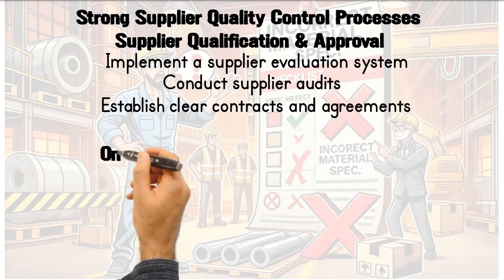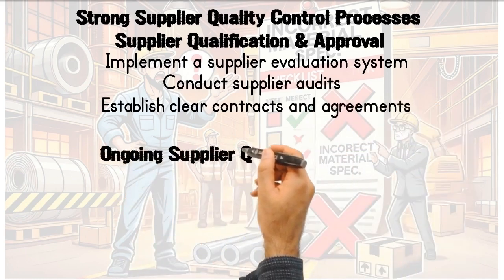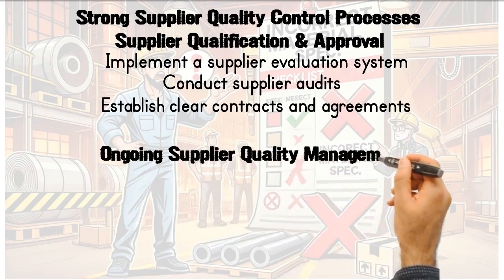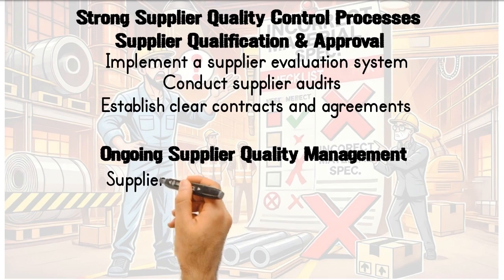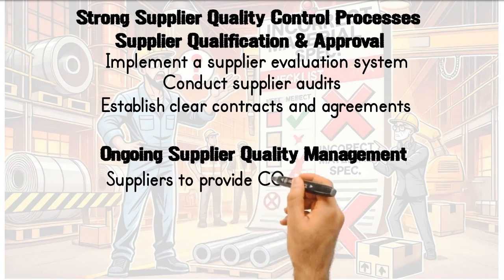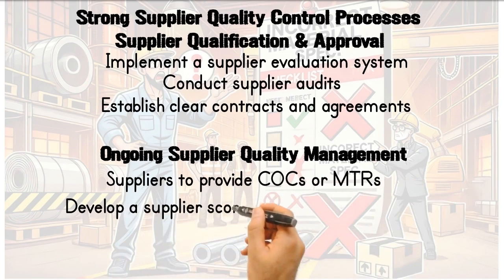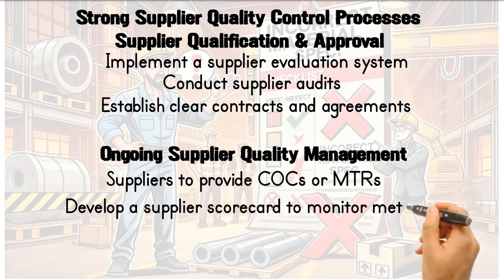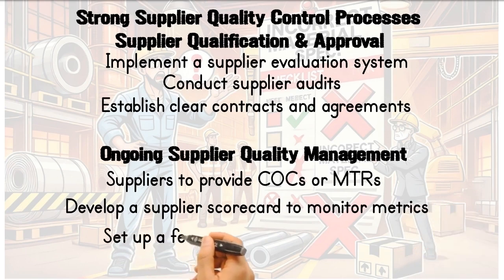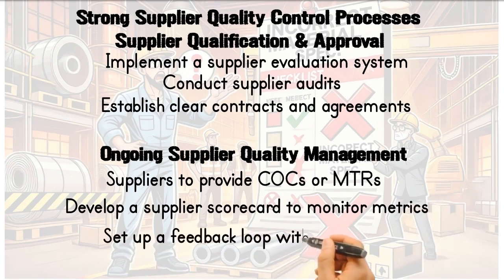Another best practice would be ongoing supplier quality management. Require suppliers to provide certificates of compliance, COC, or material test reports, MTRs. Develop a supplier scorecard to monitor defect rates, delivery accuracy, and responsiveness. Set up a feedback loop with suppliers to address quality issues promptly.